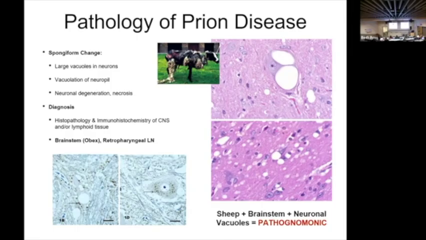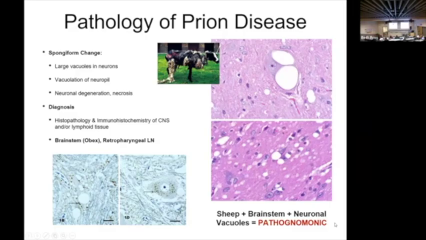So the diagnosis of this is post-mortem. We need to look at the brainstem and or the retropharyngeal lymph nodes. So these are the important samples for diagnosis of prion disease: brainstem, lymph nodes, retropharyngeal. And diagnosis is by histopathology and immunohistochemistry, where we actually look for the misfolded protein variant.